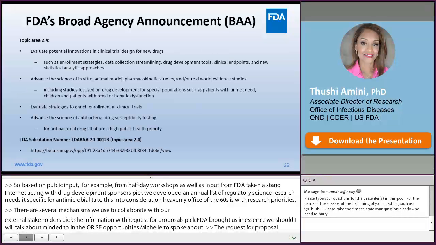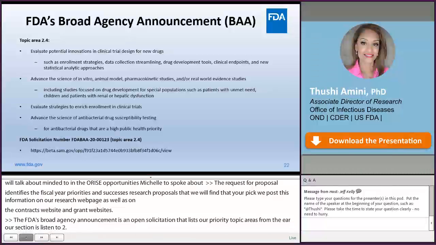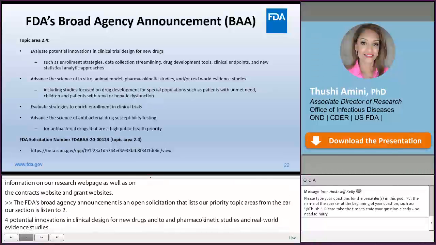The FDA's broad agency announcement is an open solicitation that lists our priority topic areas for that year, and our section is listed under topic area 2.4. And these include to evaluate potential innovations in clinical trial design for new drugs, to advance the science of in vitro animal model pharmacokinetic studies and/or real-world evidence studies, to evaluate strategies to enrich enrollment in clinical trials, and to advance the science of antibacterial drug susceptibility testing for antibacterial drugs that are a high public health priority. And I've included the current link for the BAA solicitation.